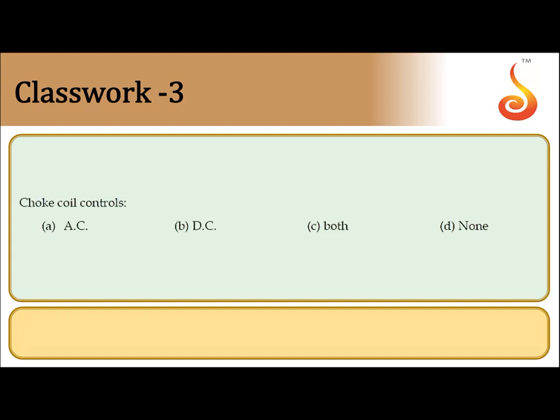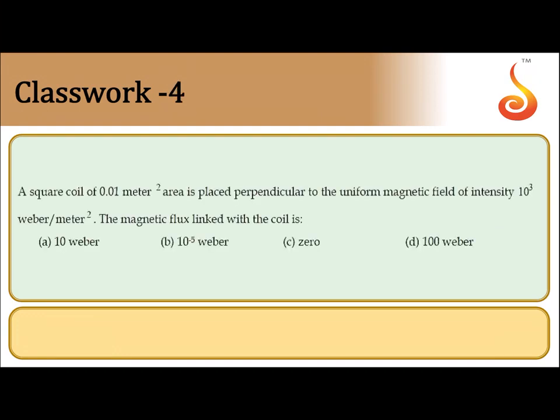Choke coil controls. See, choke coil is an inductor, so it controls AC. So it will have very low resistance, so it cannot control DC, it controls only AC. Yes, we shall move on to next one.